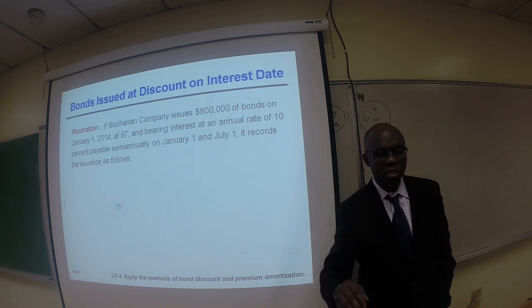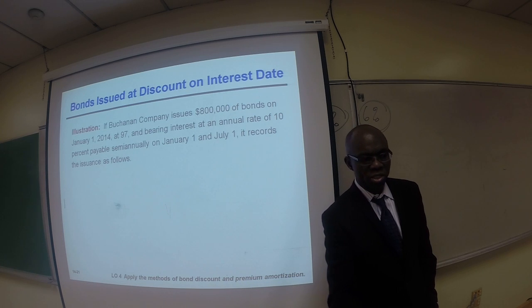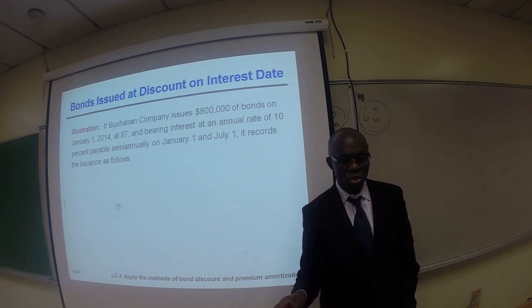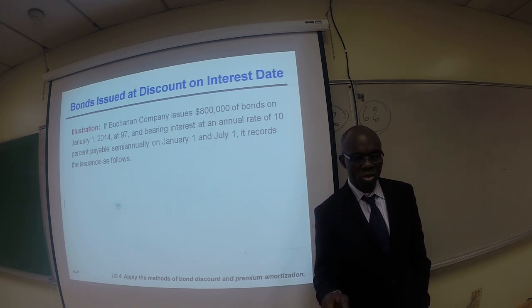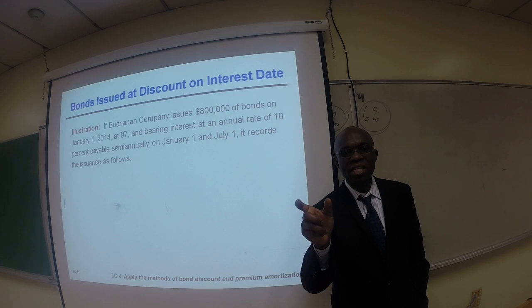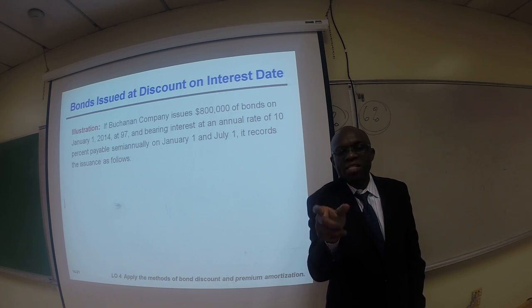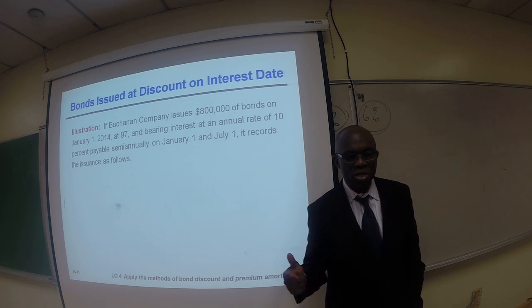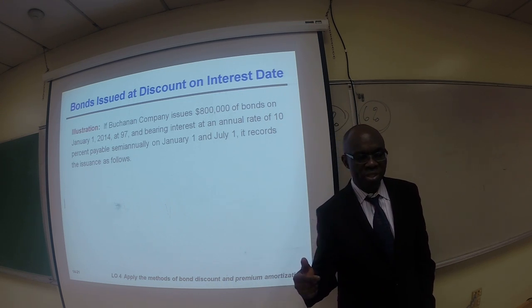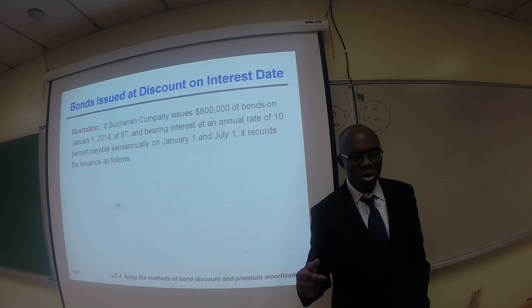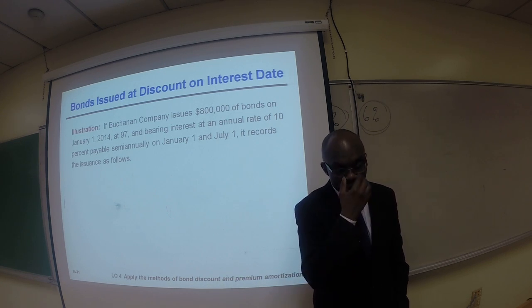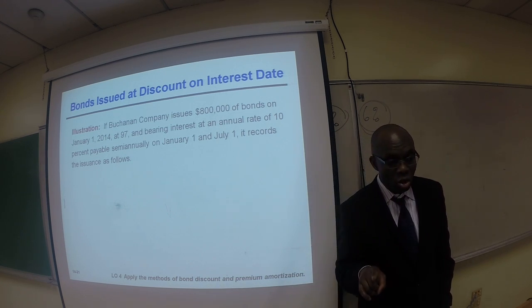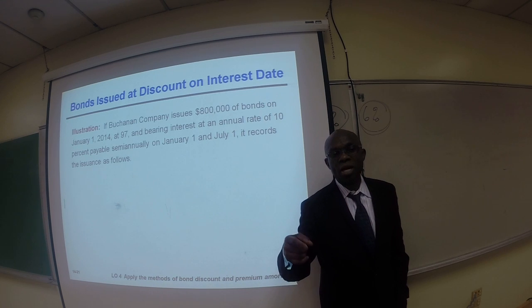Now let's take a look at a bond issued at a discount on an interest date. In this situation, an $800,000 bond is issued on January 1st at 97. The 97 means 97% of the par value or the principal. It bears interest at an annual rate of 10%, payable semi-annually on January 1st and July 1st. It records the issuance as follows. So the company is selling the bond at 97.